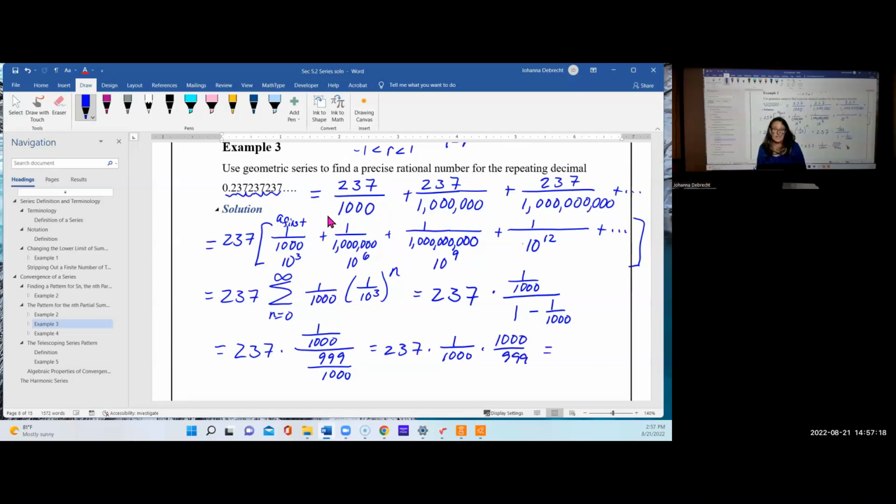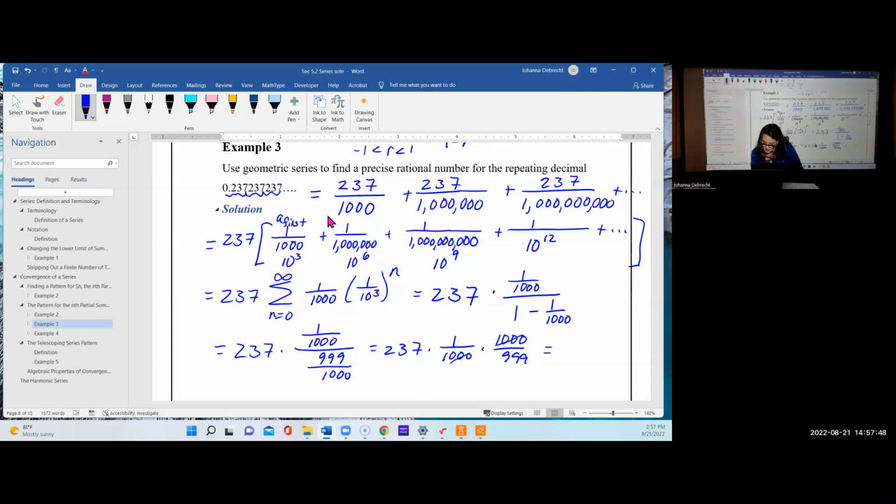You've got some reducing to do here. You know the 1,000 goes into each one of those and they cancel. 999 is clearly divisible by 9, so of course it's divisible by 3. What about 237? 2 plus 3 is 5. 5 plus 7 is 12. 12 is divisible by 3, so this is at least divisible by 3. And when you reduce it, you do end up finally with 237 over 999.